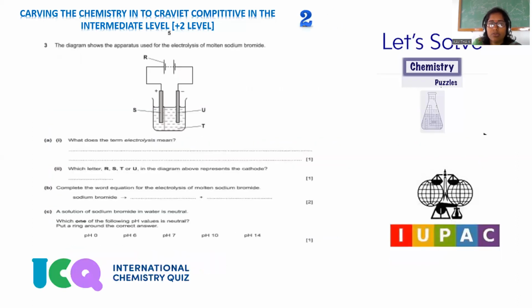Let's go with question number 2, where the diagram shows the apparatus used in the electrolysis of molten sodium bromide. This is the process called electrolysis, and molten sodium bromide means sodium bromide dissolved, melted at high temperature, in molten condition, so that sodium cation and bromide anion will be generated. So this diagram is given to you, and based on this diagram we have multiple questions. Let's solve one by one.